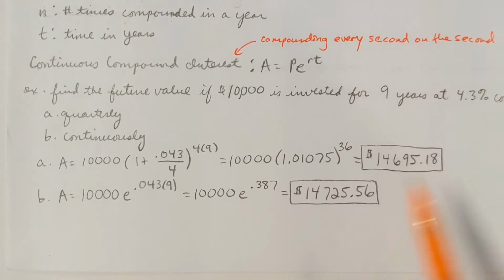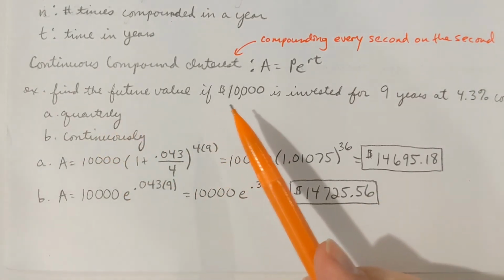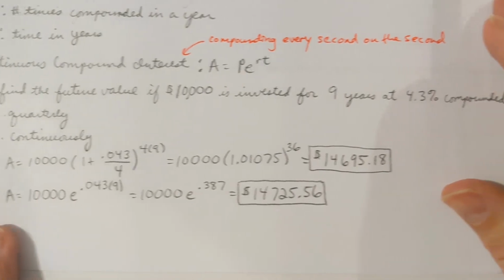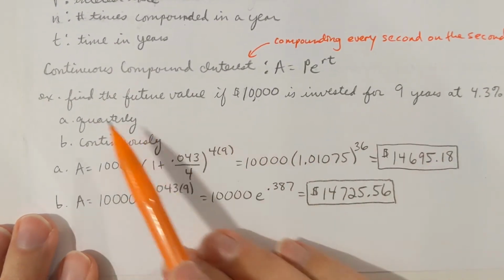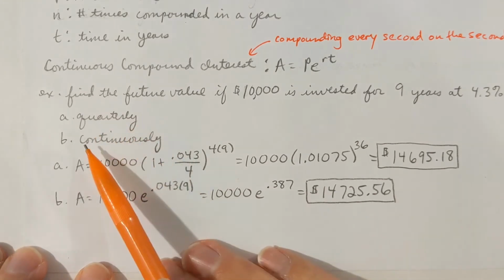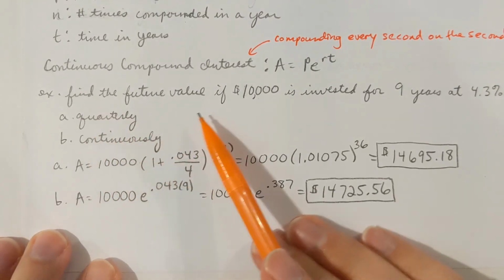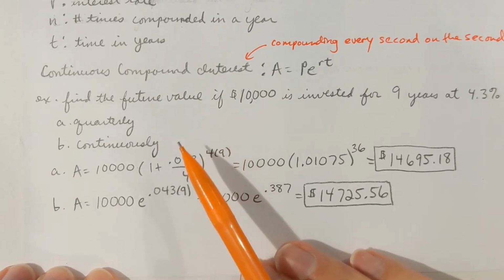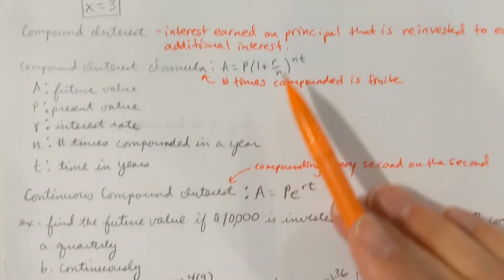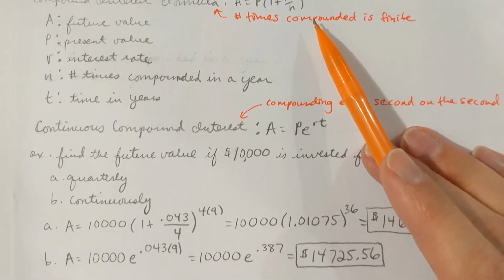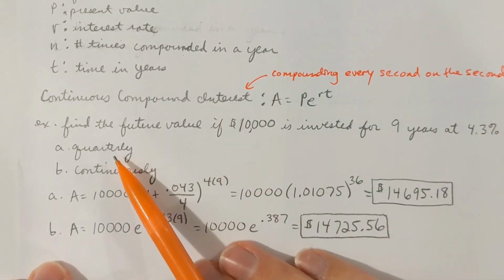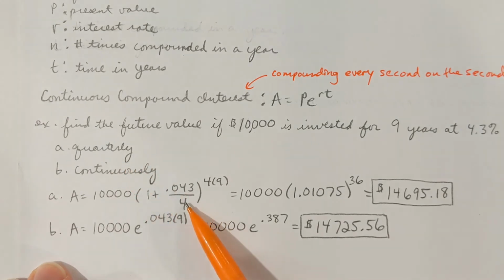Okay, so here's an example. I want us to find the future value if $10,000 is invested for 9 years at a 4.3% rate, compounded. Part A is quarterly, and then Part B is continuously. Whenever you're compounding a finite number of times, you're going to be using the general formula for compound interest. That's the first one that I wrote down. If I'm compounding quarterly, that means that 4 times in the year, I'm going to gain additional interest on top of the money that I've already made.